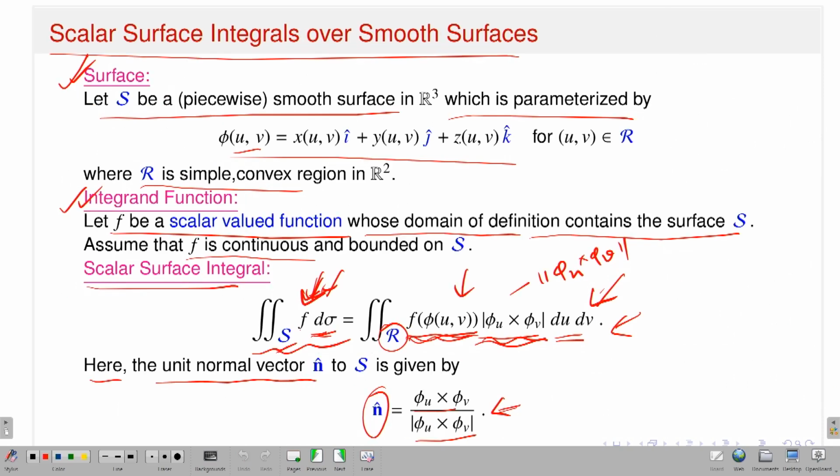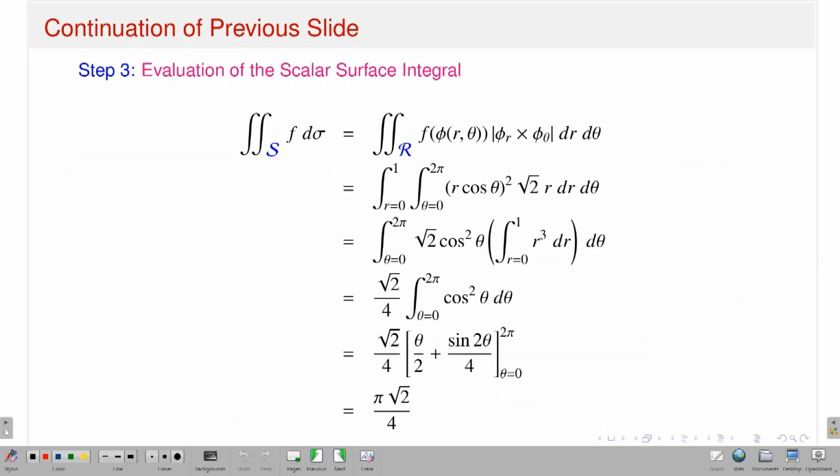Now use the formula. This is the formula you know. Lastly, you have to use the formula. Look, step 3: evaluation of the scalar surface integral. These are the corresponding notations. What is the formula?